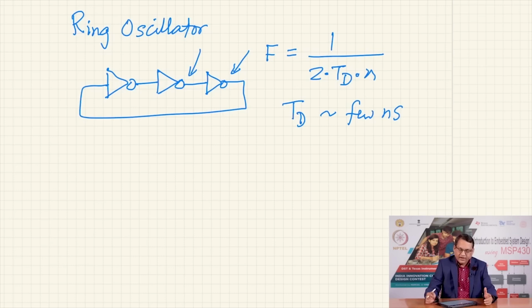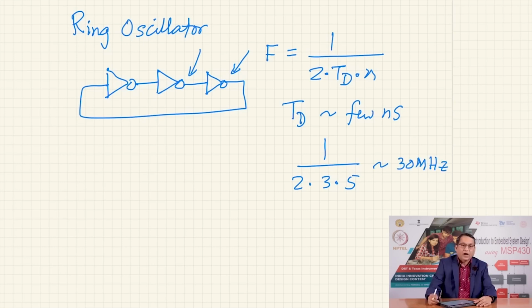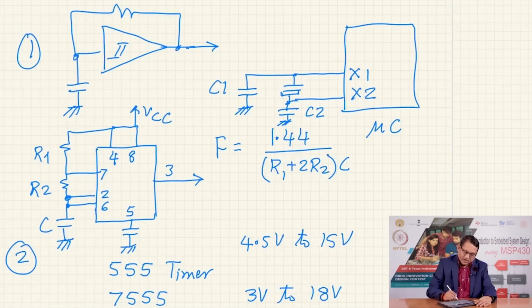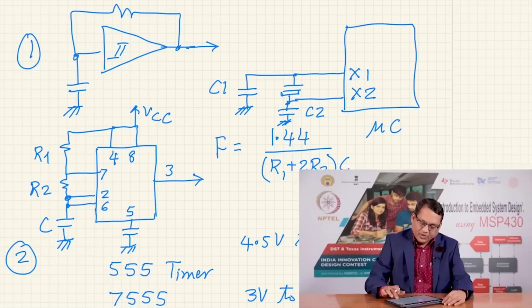Therefore, you might get maybe 1 by 2 into 3 into say 5 nanosecond. So, this is about 1 by 30 nanoseconds, and that will give you roughly 30 megahertz of operation if you want a high frequency. Please note that a 555 or 7555 timer cannot provide a very high frequency beyond a couple of megahertz, and so it may not be suitable for some applications.